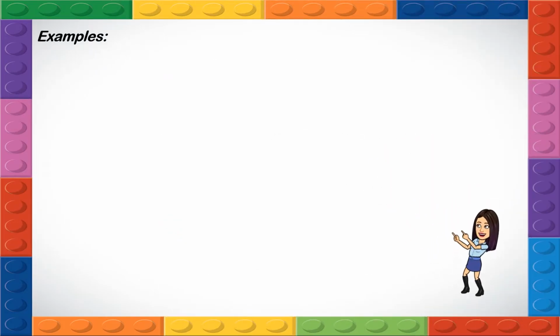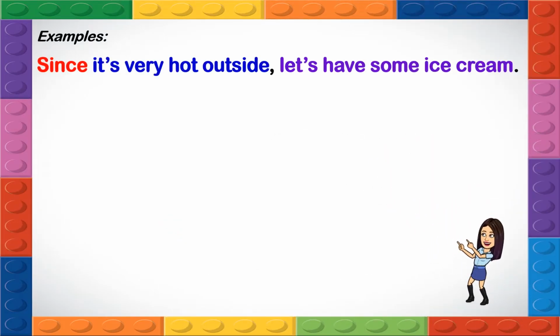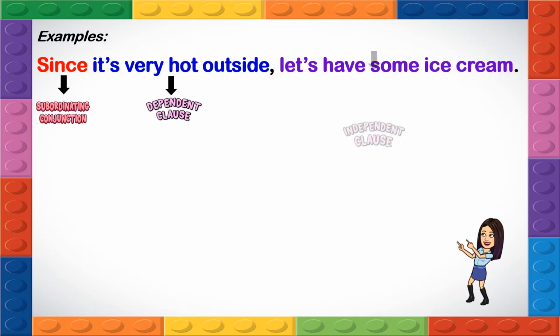More examples. Since it's very hot outside, let's have some ice cream. Since is the subordinating conjunction. It's very hot outside is the dependent clause. And the independent clause is let's have some ice cream.